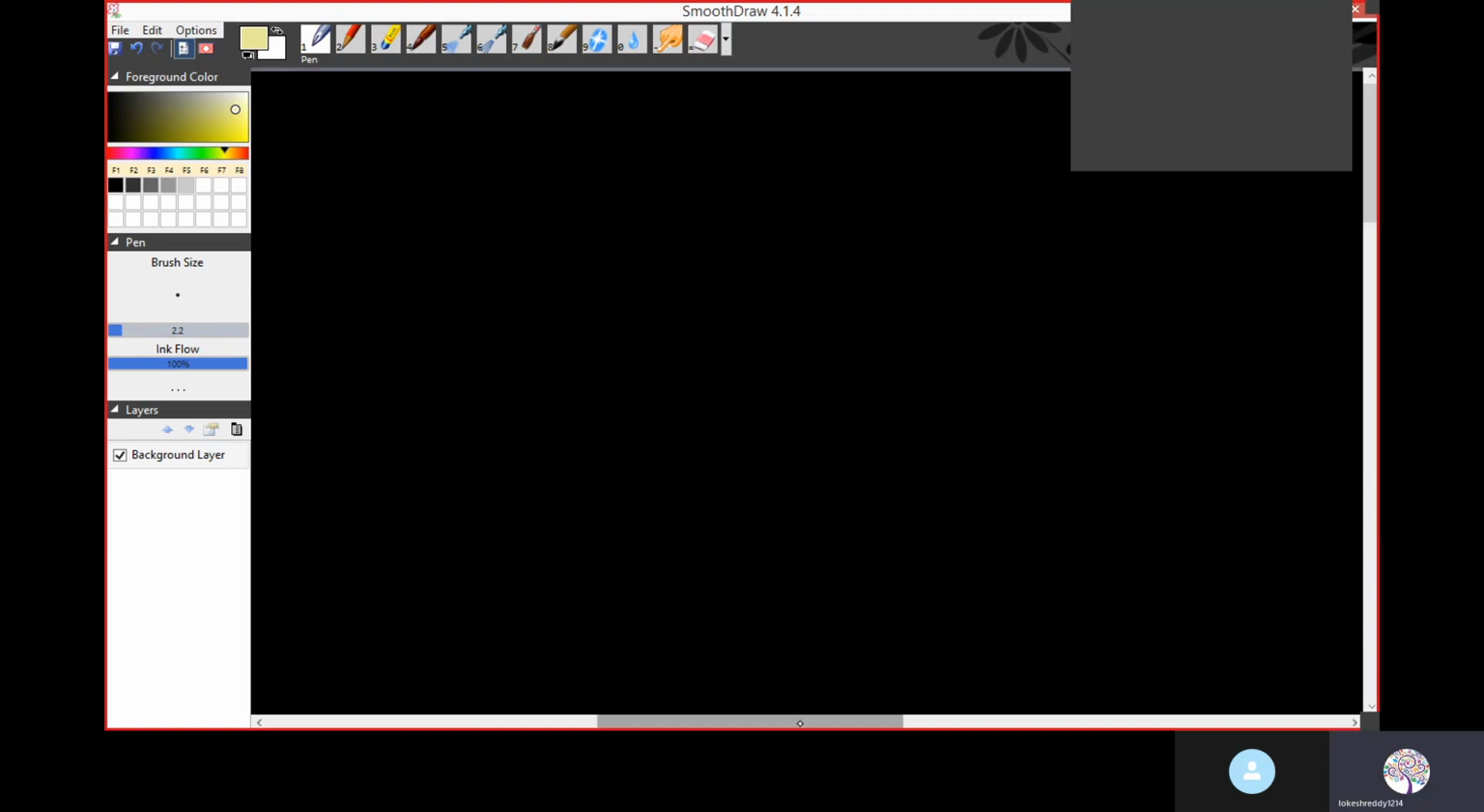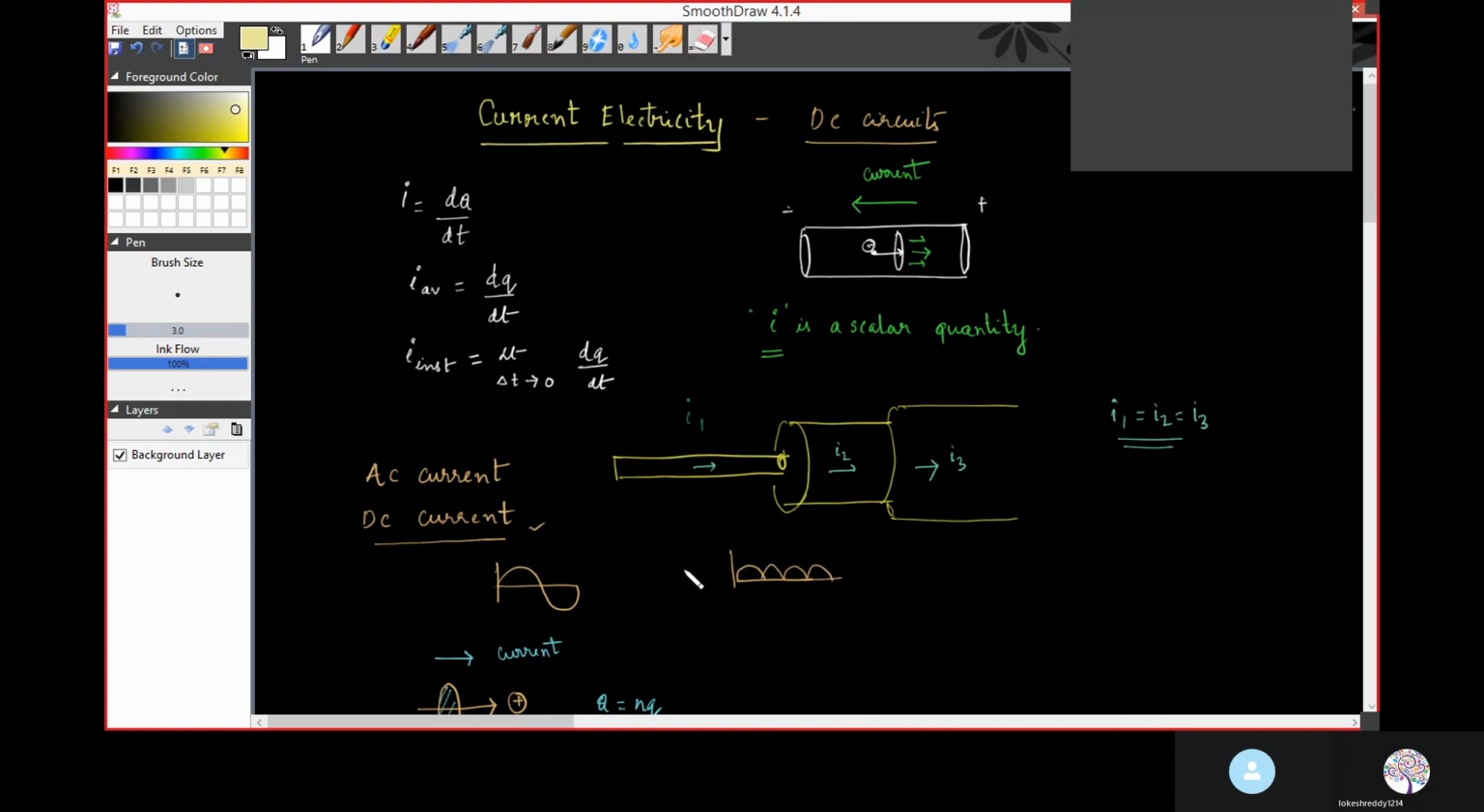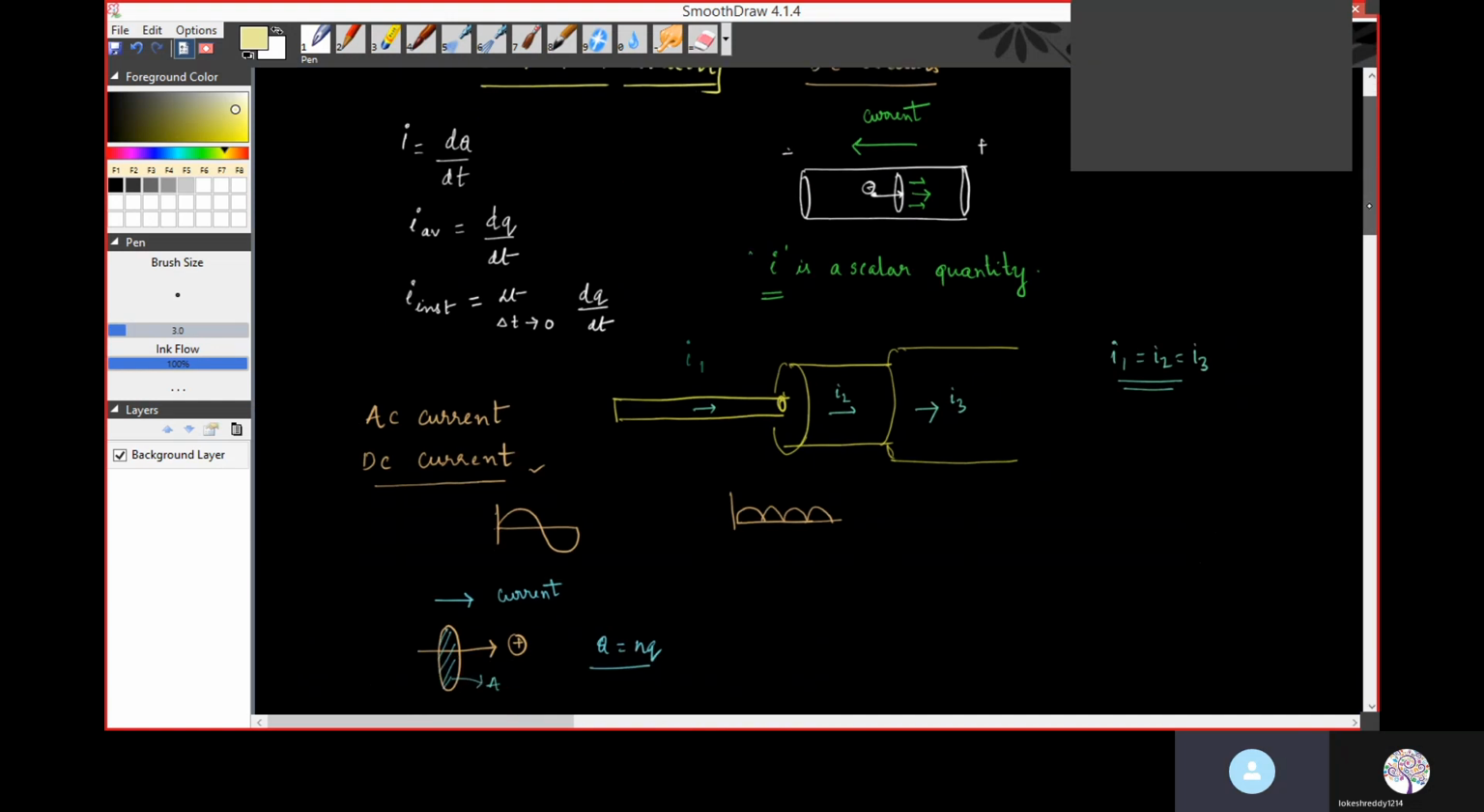Now what we are going to discuss is Ohm's law. Again, come back to Ohm's law. Now we will discuss that in a bit more detail. Ohm's law is C4, right? Current density is C4, sir. C3 is Ohm's law.